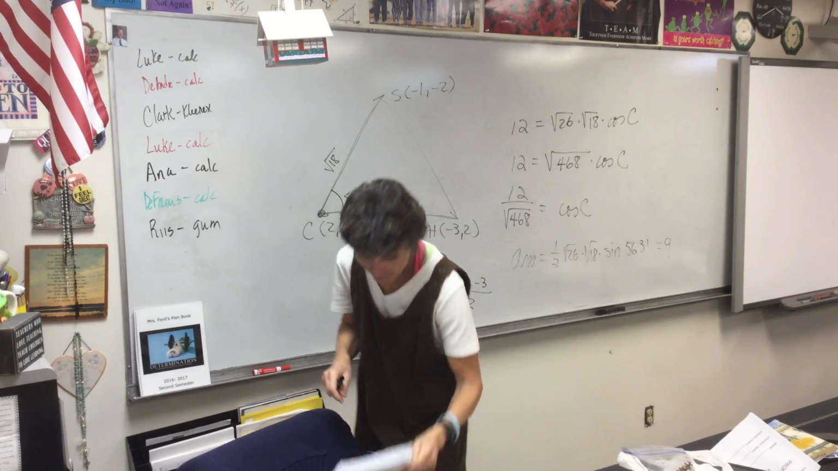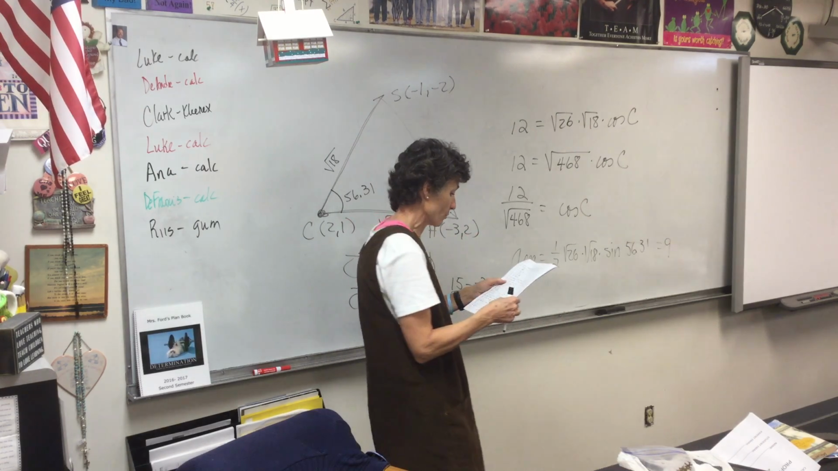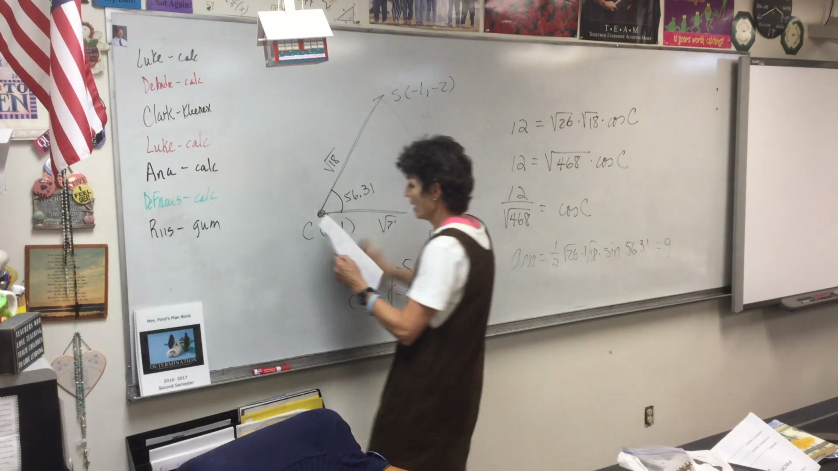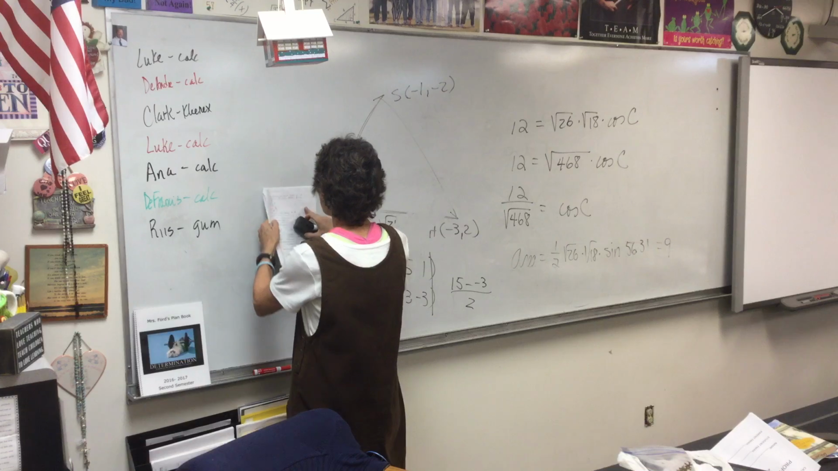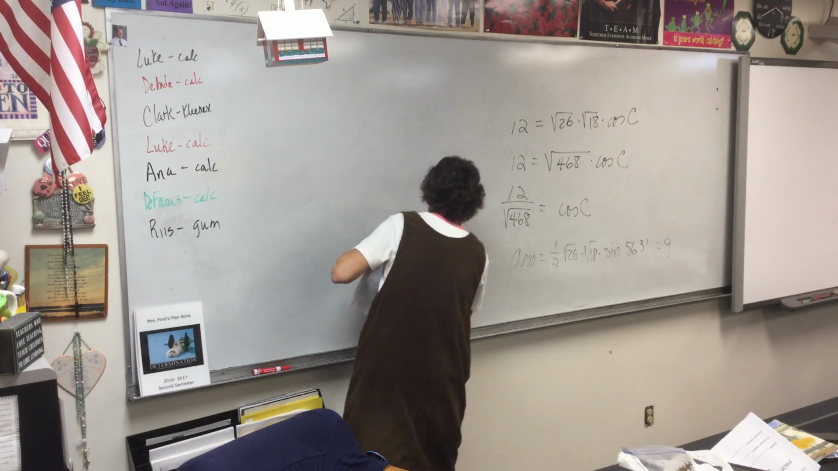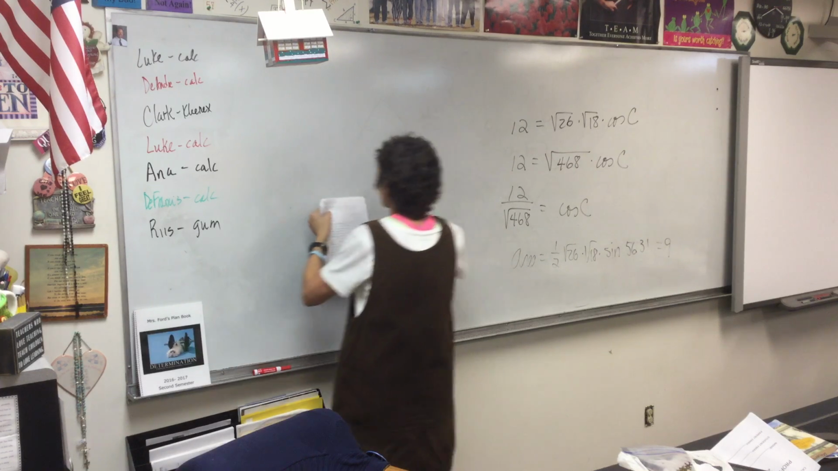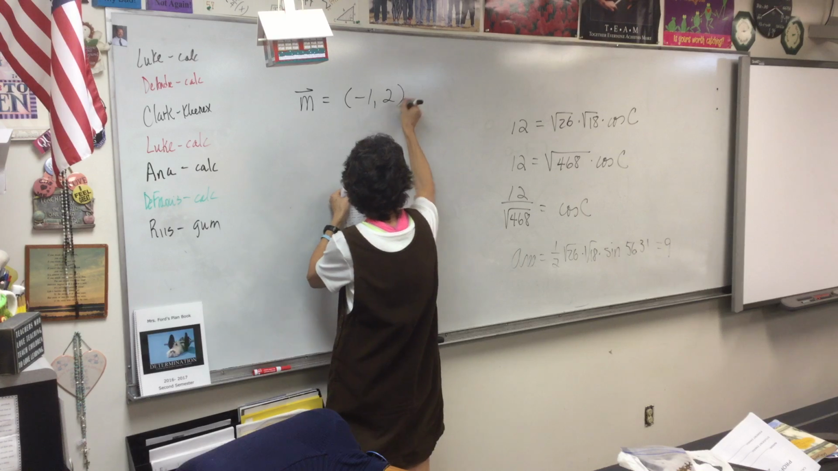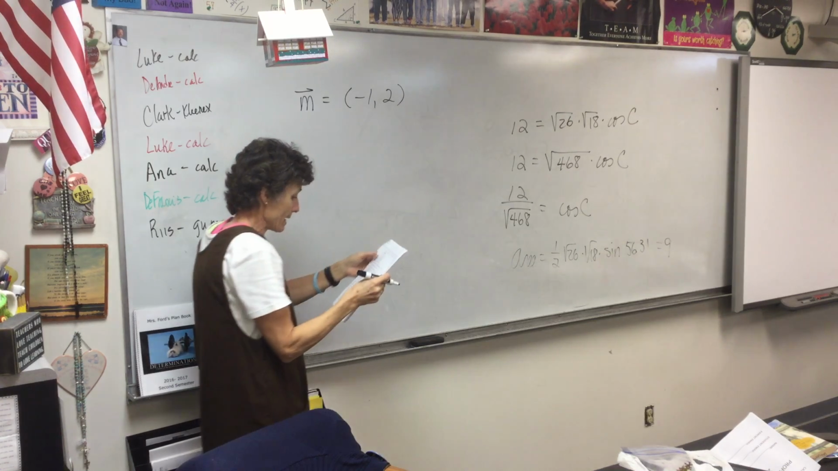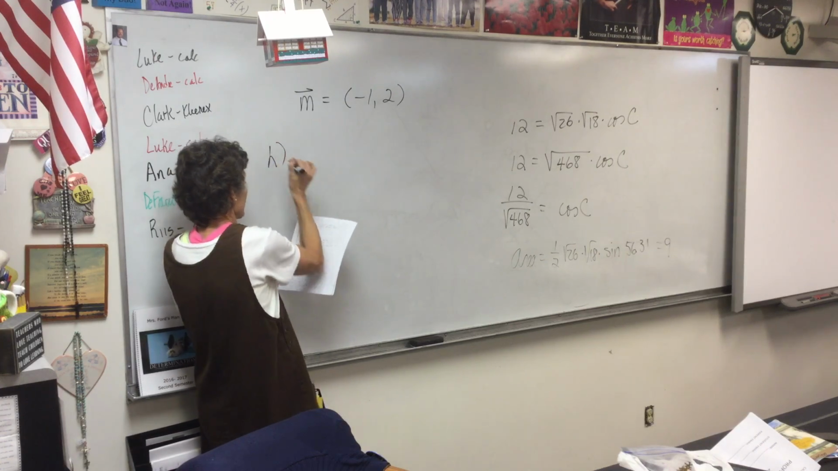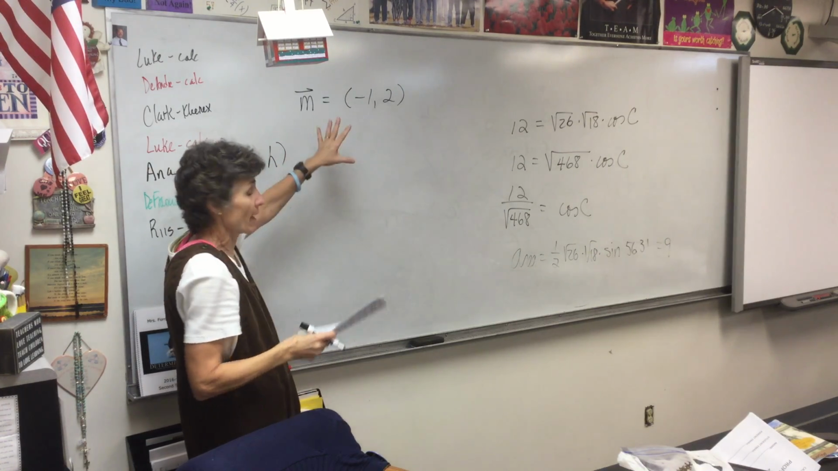2H. All right, let's start with 2H. Where's M? Okay, so M is up here. M is the vector -1, 2. And our job, you said H, we want to find a vector in the same direction as M.